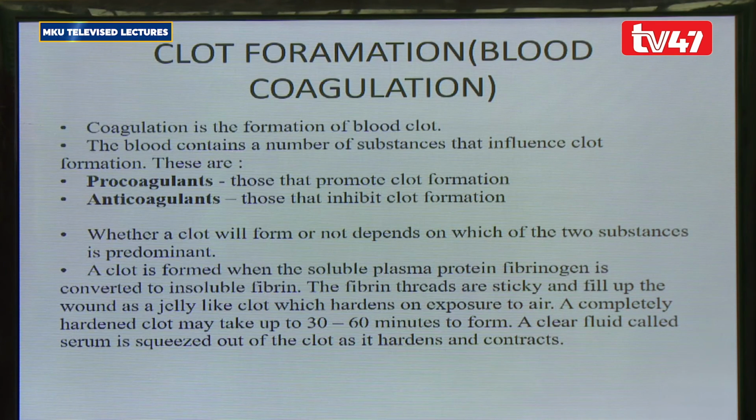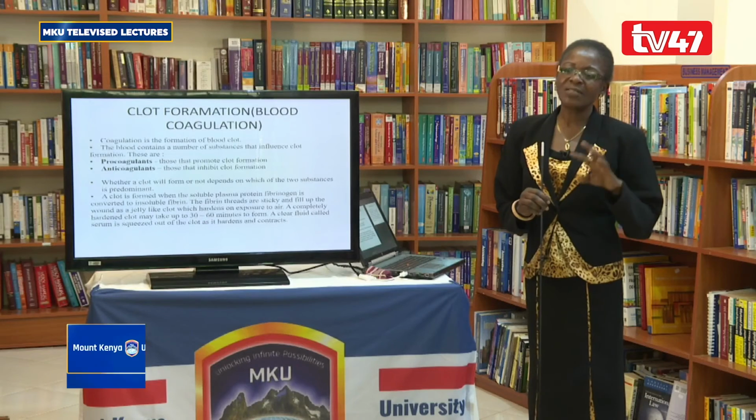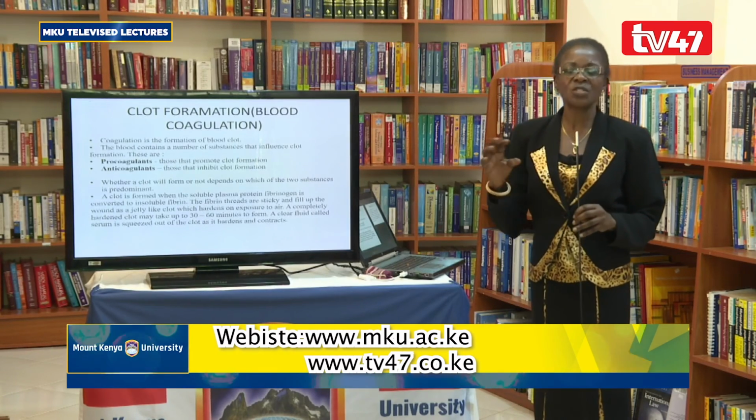When we talk about clotting of the blood, what is also referred to as blood coagulation, we already talked about the platelets, but there are actually a number of substances in the blood that play a role in clot formation. Some will promote clot formation, we call those ones procoagulants. Some inhibit clot formation, we call them the anticoagulants. Whether a clot is going to form or not depends on the balance between the two, the procoagulants and the anticoagulants. When we don't have an injury, activity of anticoagulants is higher, so a clot is not formed.